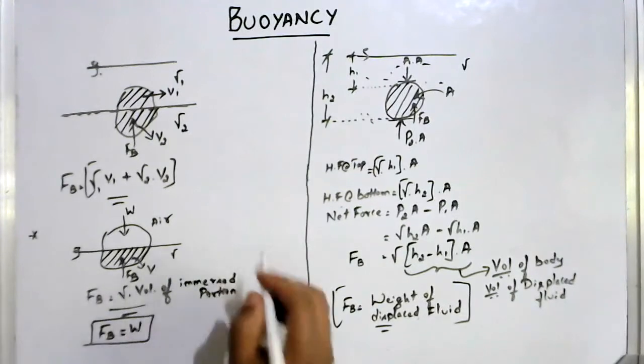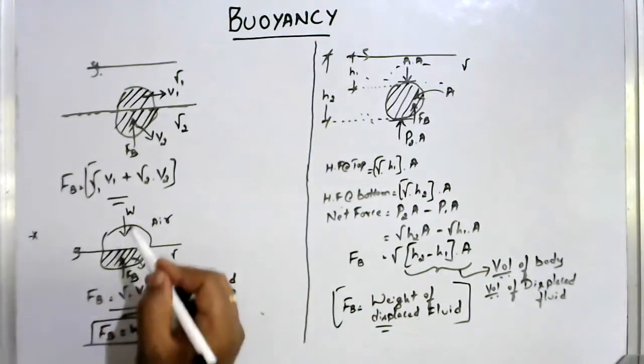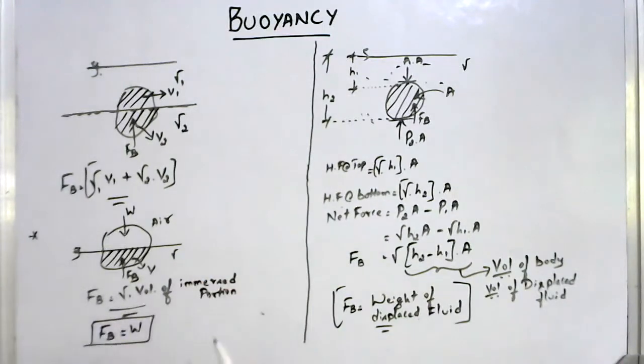For the body to float, the buoyancy force should be equal to the weight of the body. If the buoyancy force is greater than the weight of the body, then the body will come to the top. If the buoyancy force is less than the weight of the body, that body will sink to the bottom. Okay, this is all about the buoyancy force.